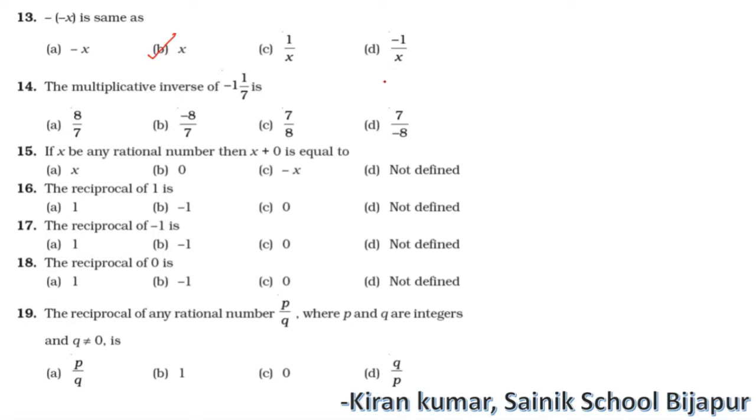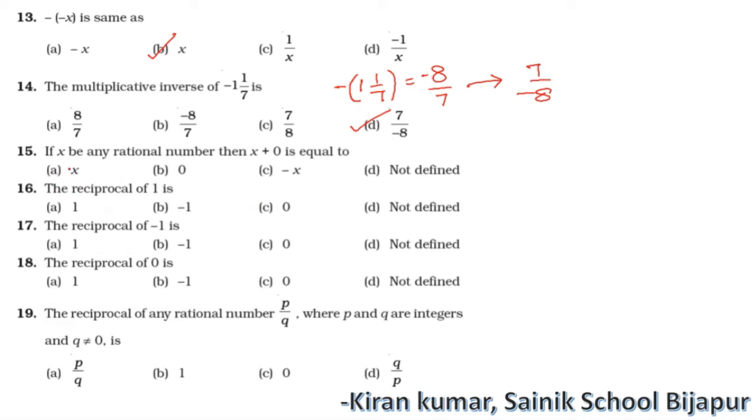When we simplify this, what do we get? If I take this as minus of 1 by 7, this is same as 8 by 7, which is negative. So the multiplicative inverse will be 7 by minus 8. So option D is the right answer.